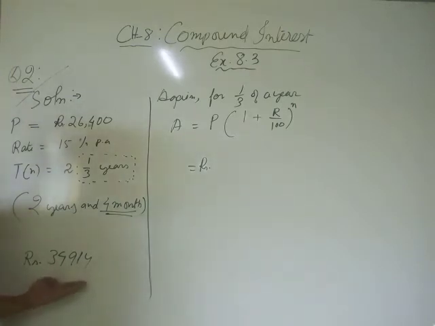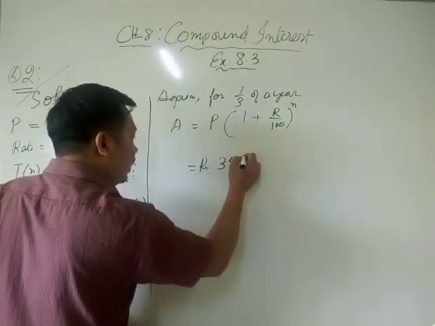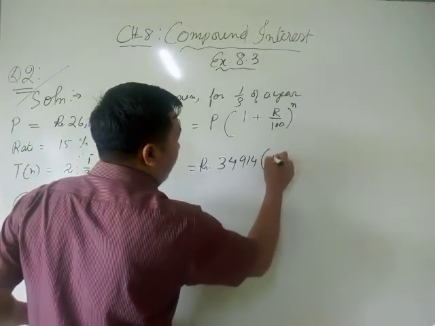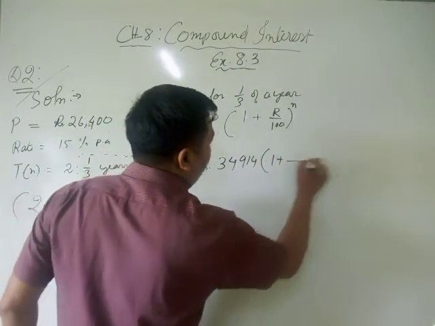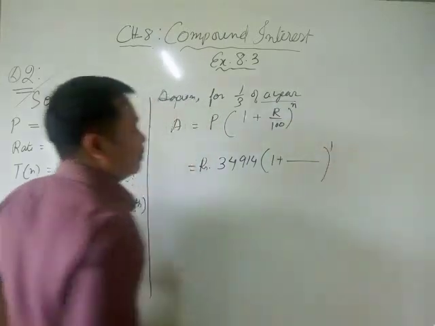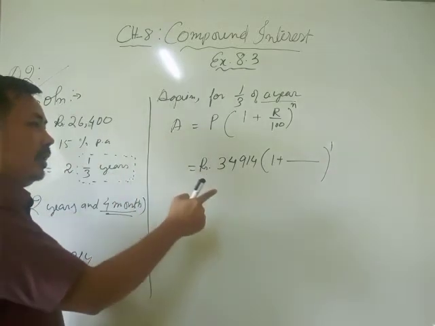At the end of the 2 years, we got the amount as 34,914 units. This will be the principal. Then calculate here 1 plus r. My dear student, one more thing we have to do here. This is n a year, so take 1. Whether you take 1 or not, it doesn't matter.